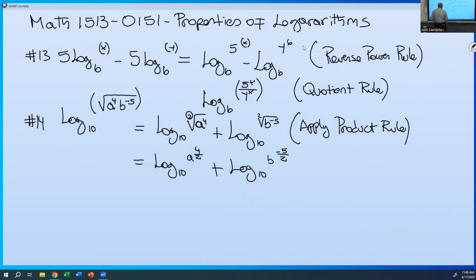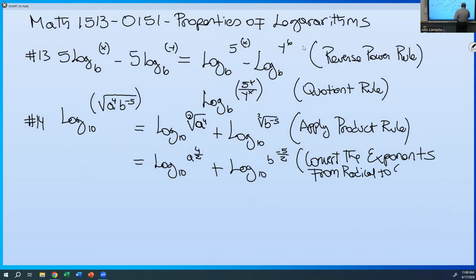So first of all, we apply the power rule, and then we convert the exponent from radical to exponential.